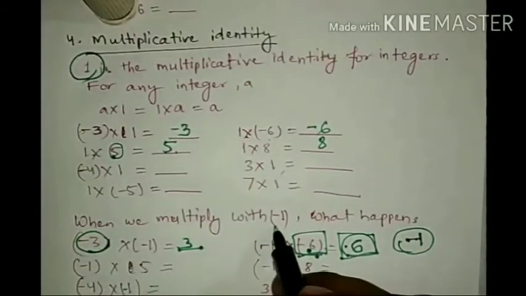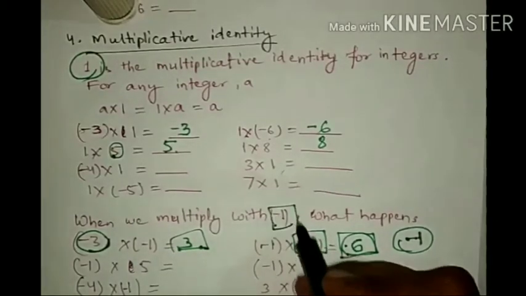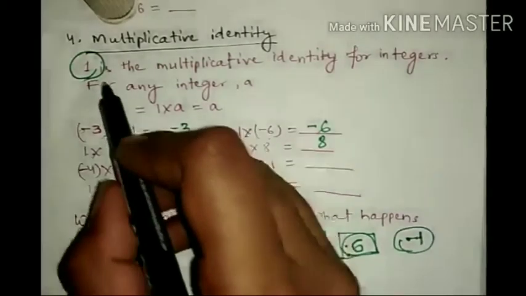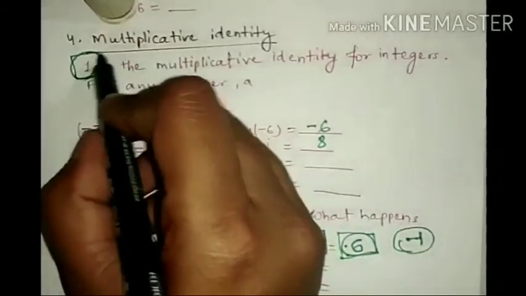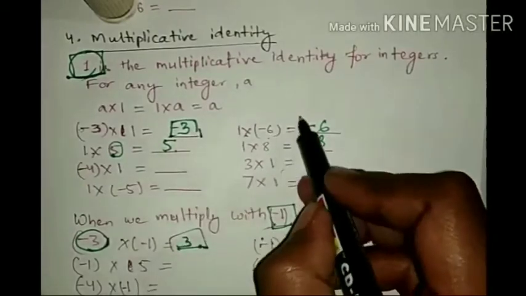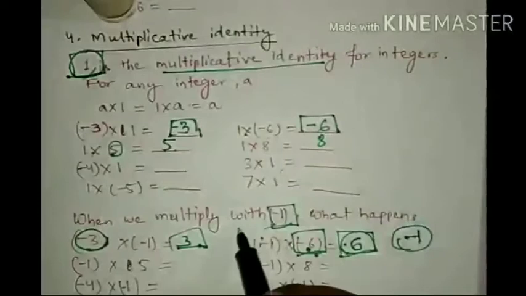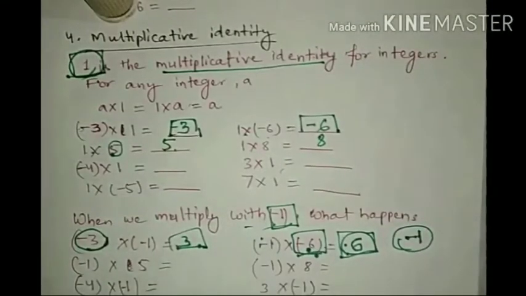If we are multiplying with minus 1, the number is changing. If you are multiplying with 1, the number is not changing. The number is remaining the same. The integer is remaining the same. That's why 1 is the multiplicative identity, but minus 1 is not the multiplicative identity.